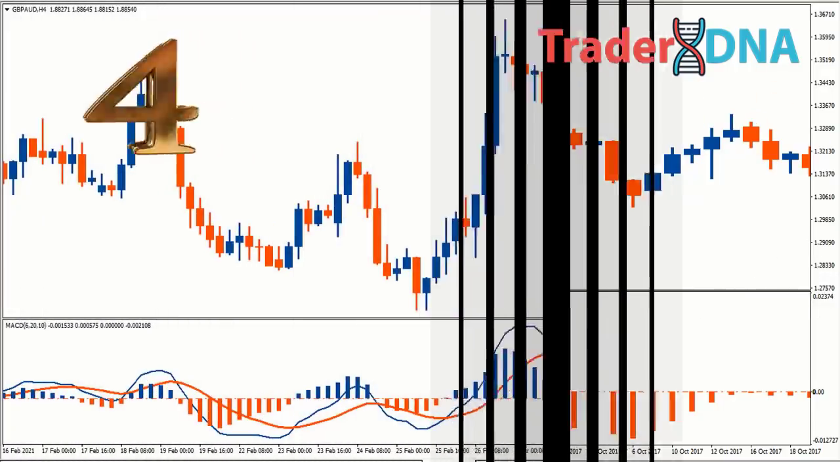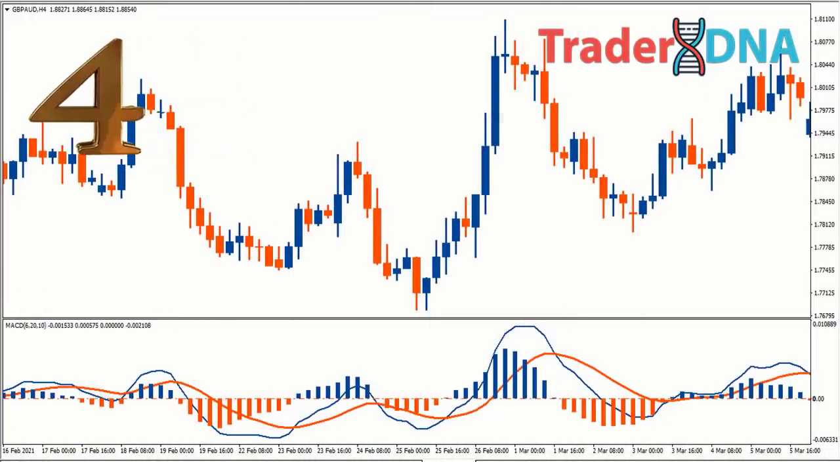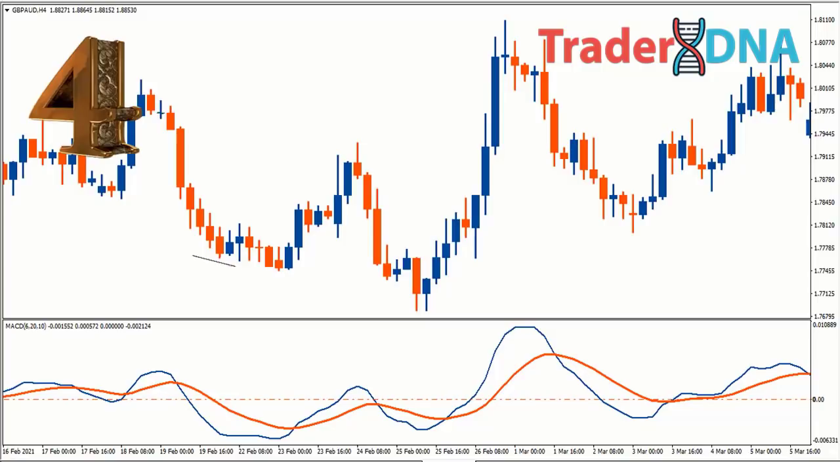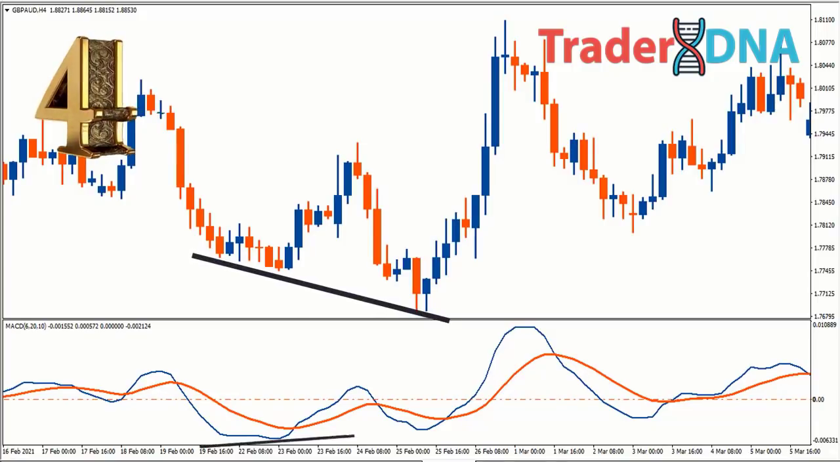Fourth, MACD divergence. The divergence between the MACD and the price is a strong signal. When price makes a lower low or higher high, MACD should also make a lower low or higher high. Both should move in the same direction. But when it doesn't, there is divergence.